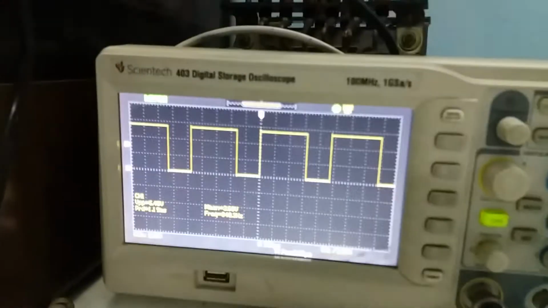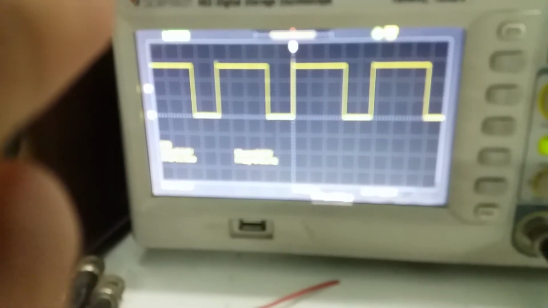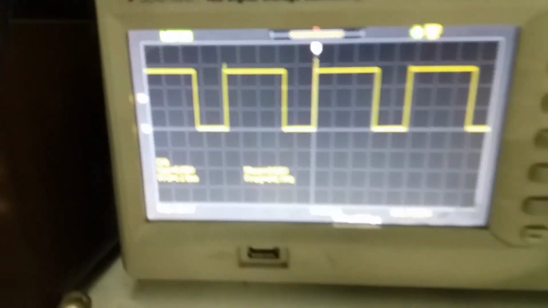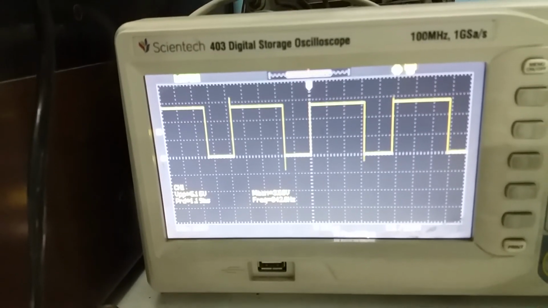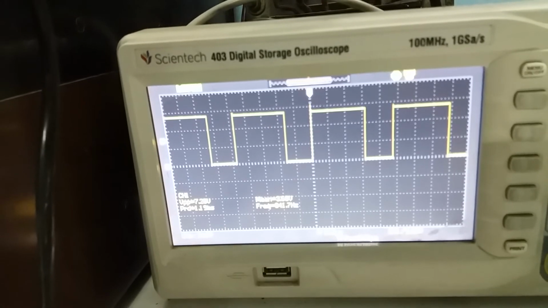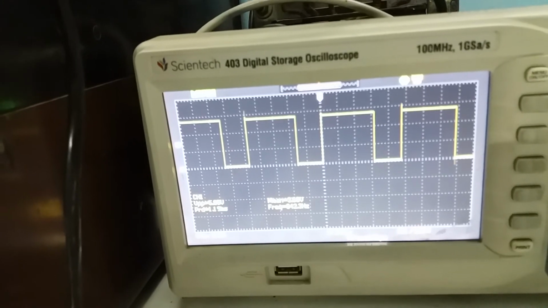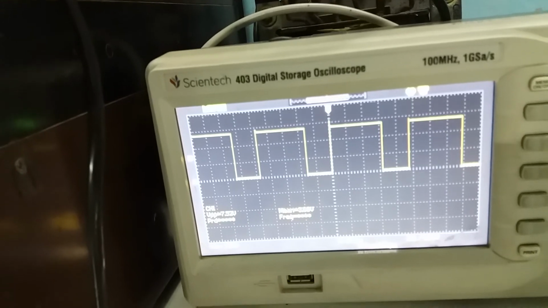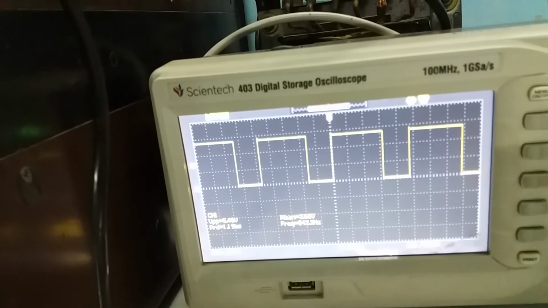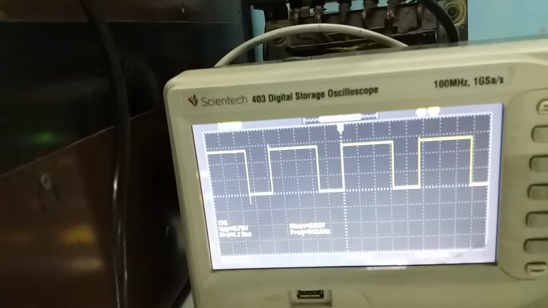If I look in the CRO, the frequency is near 840 hertz. The peak to peak value is 5 volt. The mean value is 3.68 volts. The period is 1.19 milliseconds.